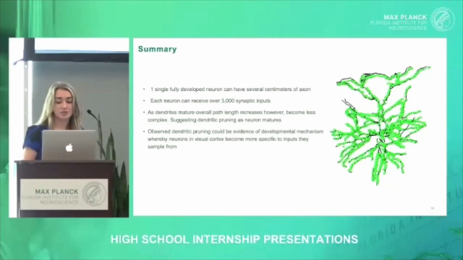Next, as the dendrite matures and its overall path length increases, the dendrite becomes less complex as a result of pruning. We hypothesize that this pruning is a result of the neuron receiving inputs from a more selective group. So, a developing neuron could sample from many different neurons, whereas when it grows, it will become more selective. This would explain the decrease in branch points. The observed dendritic pruning can be evidence of a developmental mechanism whereby neurons in the visual cortex become specific to the inputs that they sample from.